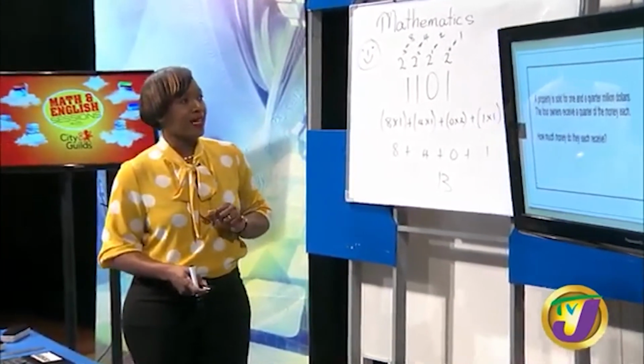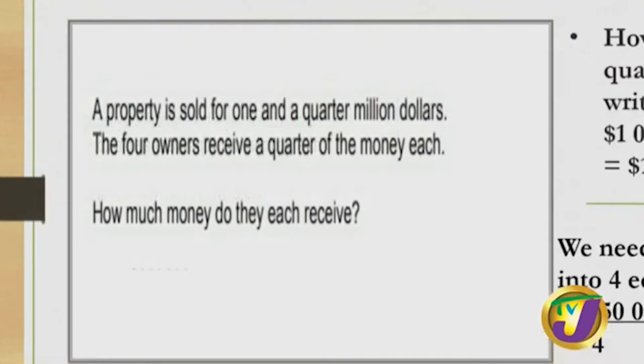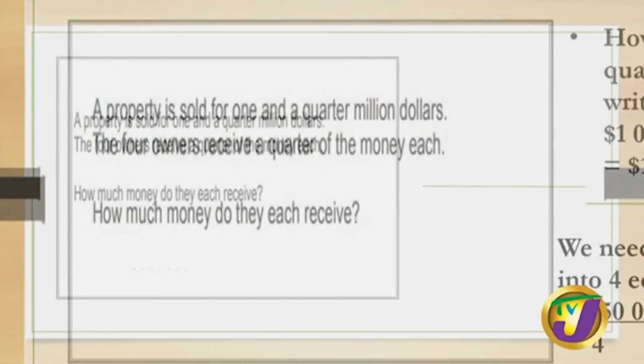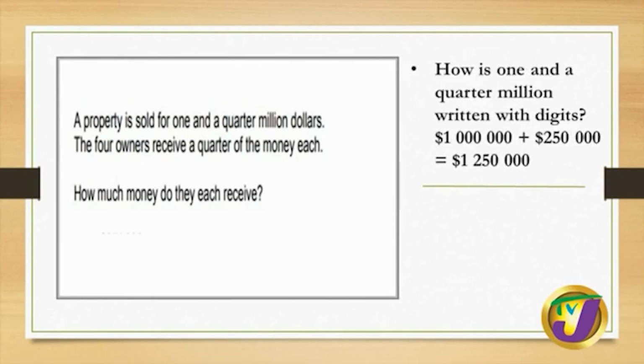Okay, next question. A property sold for $1.25 million. The 4 owners receive a quarter of the money each. How much money does each receive? All right, so let's look at what it says, $1.25 million. What does that look like? How is 1.25 million written in digits? So we have 1 million and a quarter of a million is 250,000. So 1.25 million is 1,250,000, as you can see clearly on the screen.